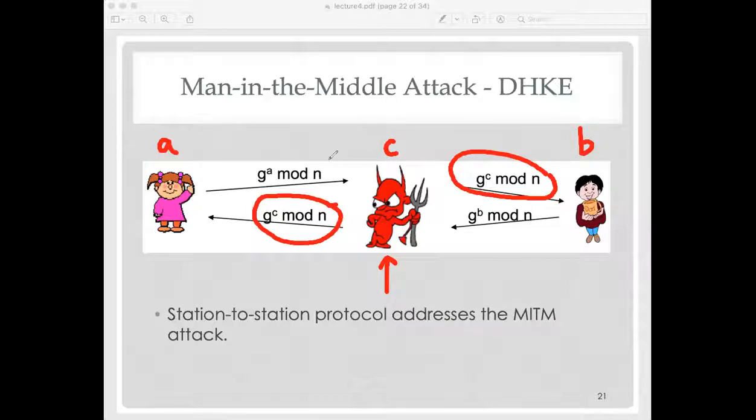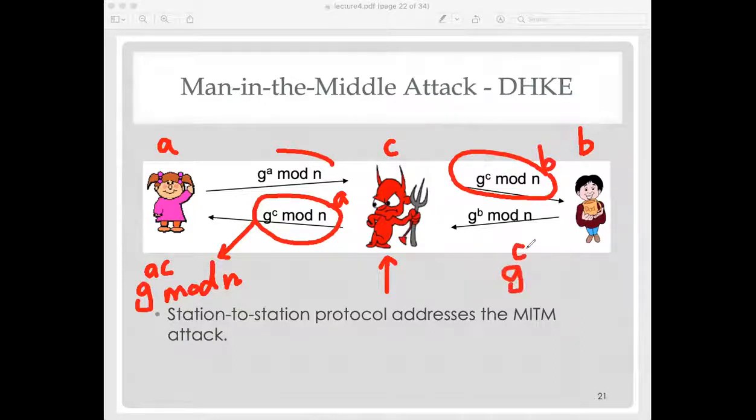If we take those messages, Alice receives this, raises it to the power A, and has G to the A C mod N. But C is actually sent by Charlie. Charlie is not just listening. Charlie is actually stopping the messages and sending his own messages. And Bob receives this, raises it to the power B, and gets G to the C B mod N. So then Alice thinks she has a key with Bob.